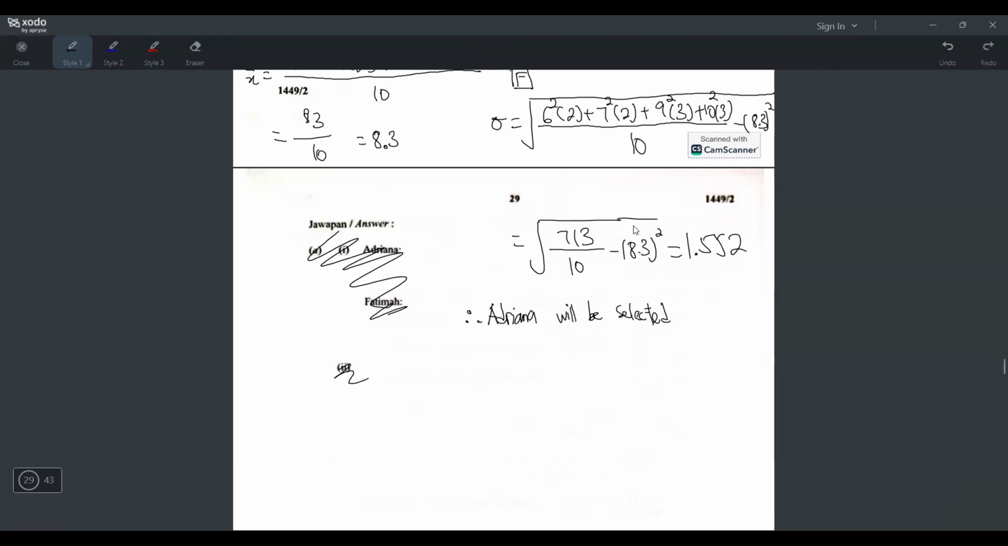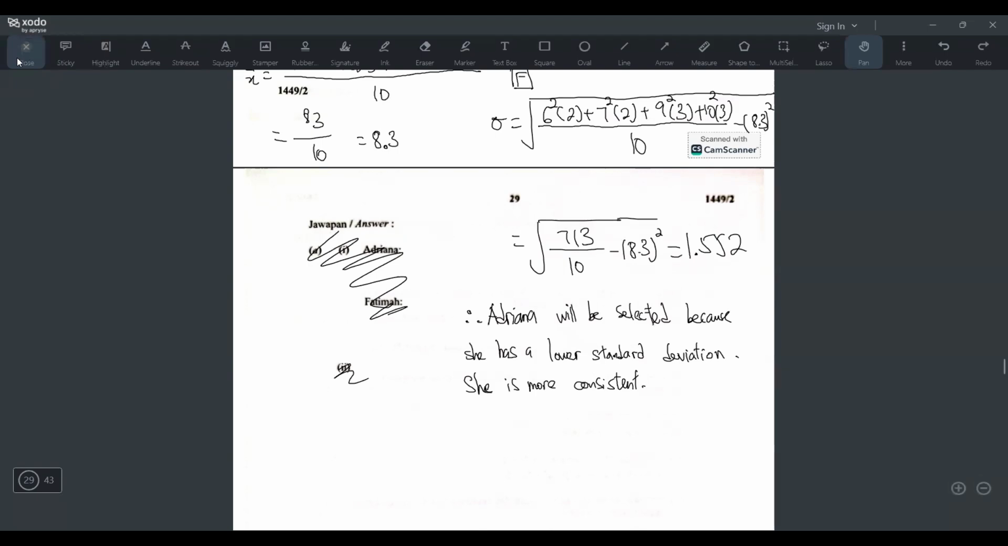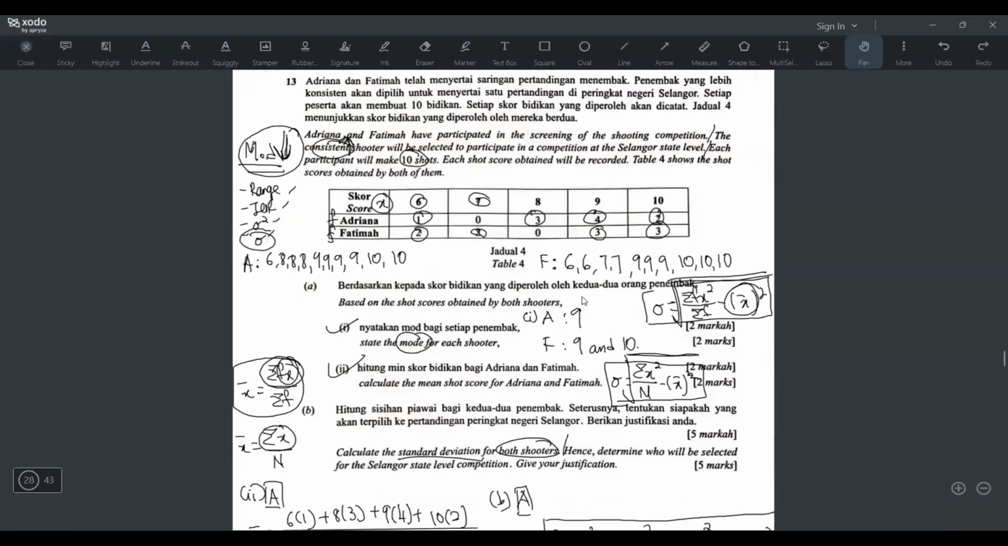she's more consistent, right? Let's write down the standard deviation, because she will be selected because she has a smaller or lower standard deviation. Standard deviation, and then full stop, and you can write this afterwards. So she is more consistent. This is good because you mentioned having a lower standard deviation, and you also mentioned being more consistent. So this is very complete already. This is how I would write it. So that's all. 13 done.